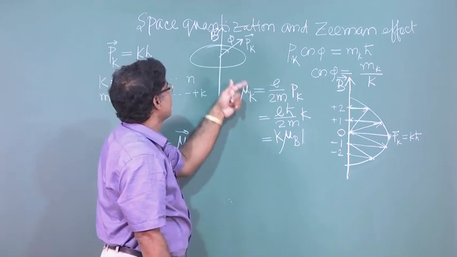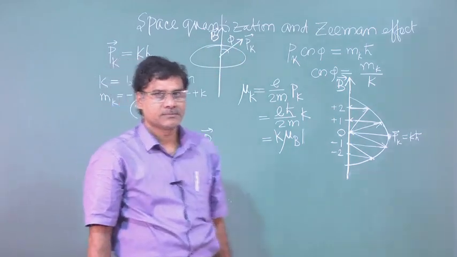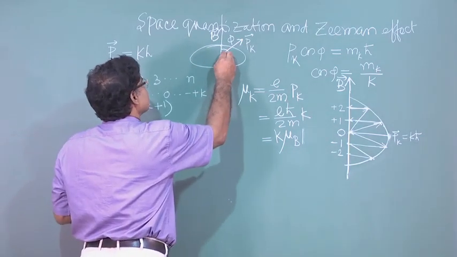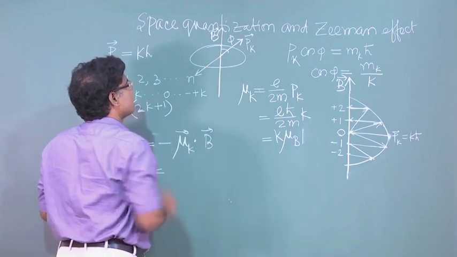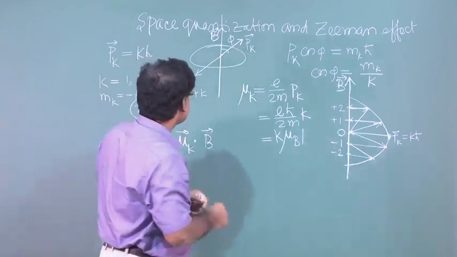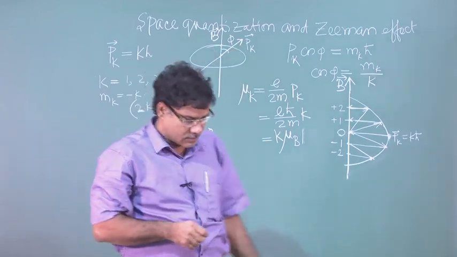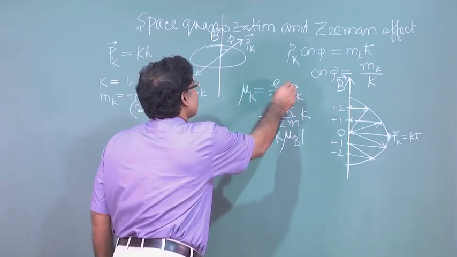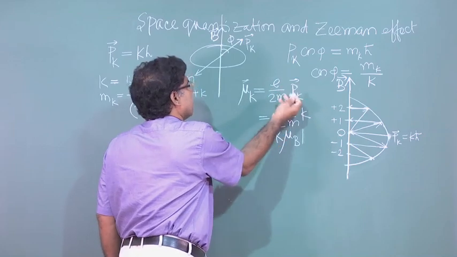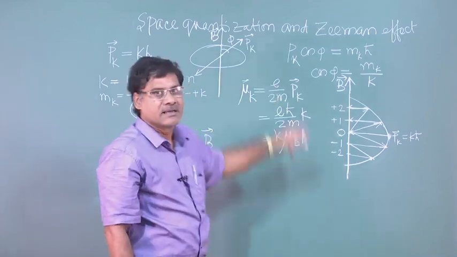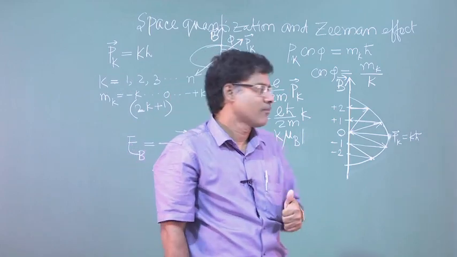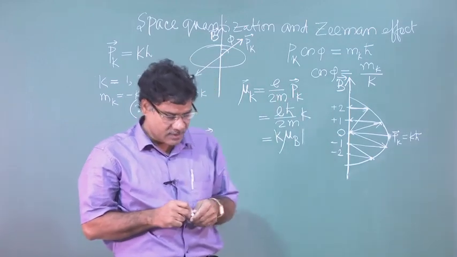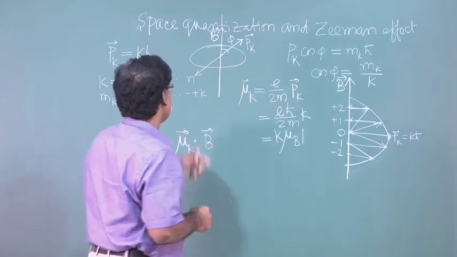Now, this phi angle is between pk and this b, but mu k is generally just opposite in direction to pk, because of the electronic charge e. Whatever the relation between these two is, it is basically the opposite direction, because this e is negative, the charge is negative. That is why the magnetic moment and this angular momentum are in opposite directions.